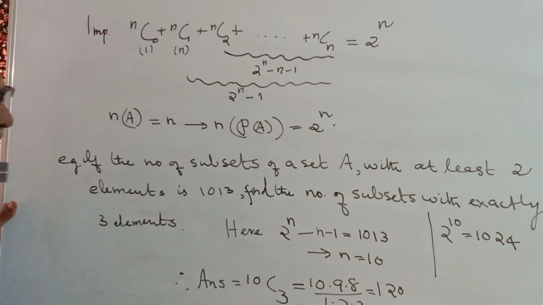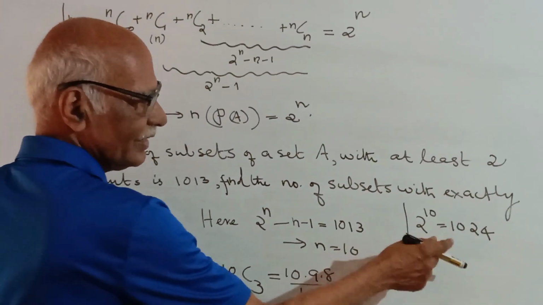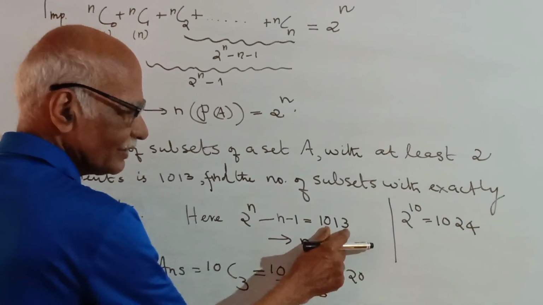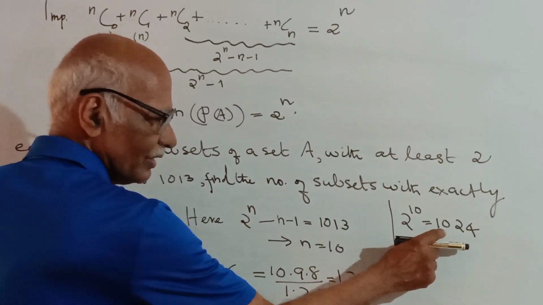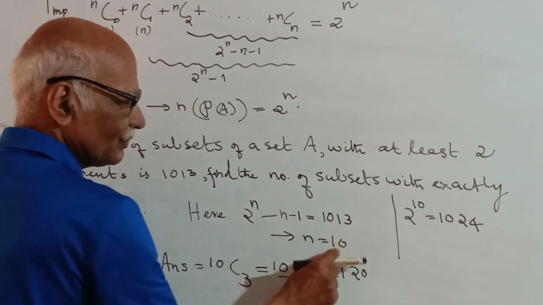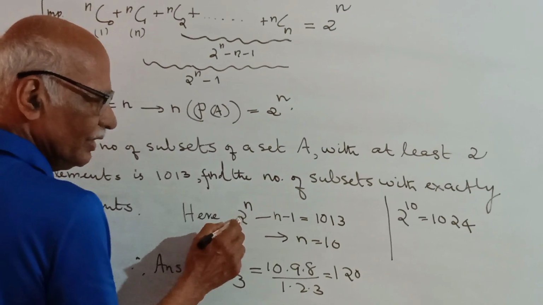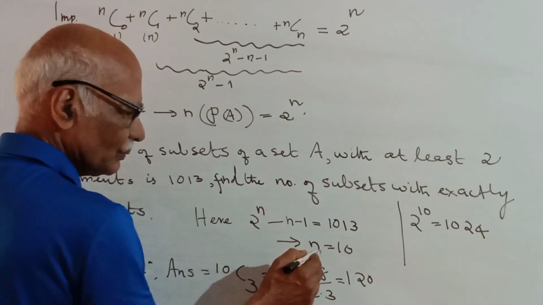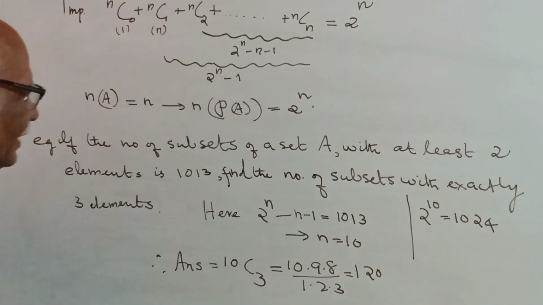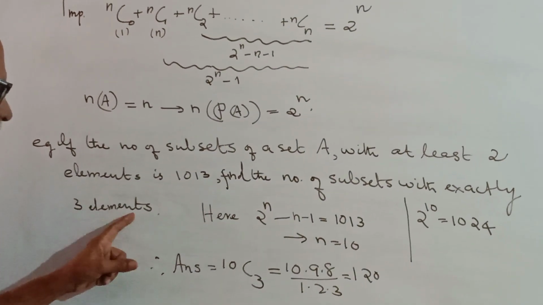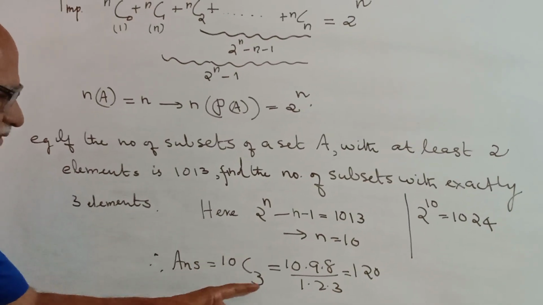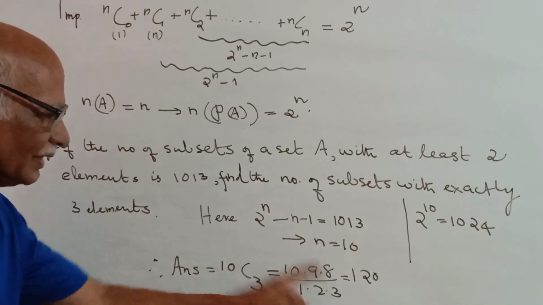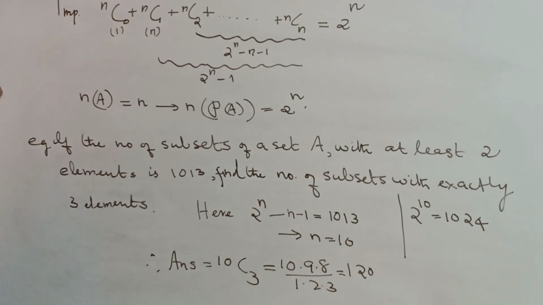Now we know the powers of 2. 2 raised to 5 is 32, etc. So 2 raised to 10 is 1024. So this number is near 1024. So n is 10. You can substitute and see: 1024 minus 10 minus 1 satisfies 1013. So n equals 10. Now the question is exactly 3 elements. The answer is 10C3, which is 10 into 9 into 8 by 1 into 2 into 3. It simplifies to 120.